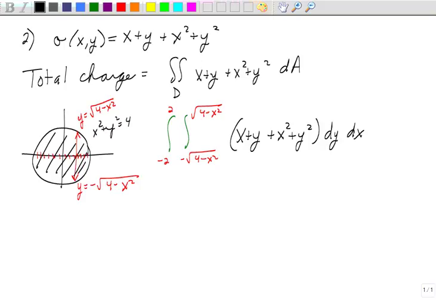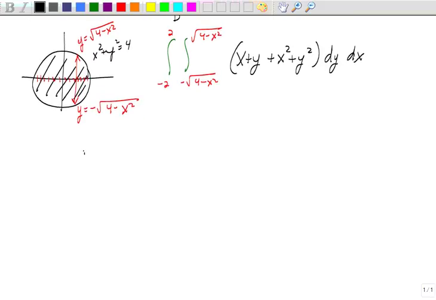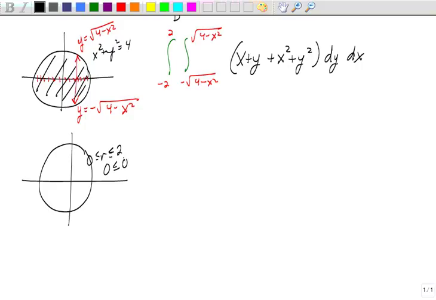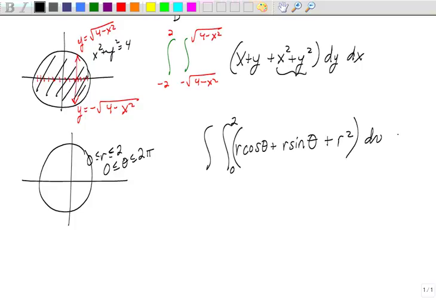Okay, let's change that to polar though. I think it'll be a lot easier. In polar coordinates, this is r equals 2. We know r is between 0 and 2, and we're going around the whole circle, so theta is between 0 and 2 pi. So we're going to go 0 to 2, r cosine theta plus r sine theta plus r squared. This right here is r dr. And then for theta, we're going to go from 0 to 2 pi.